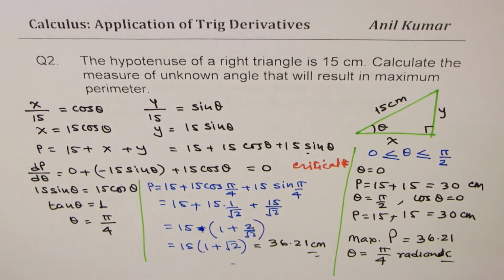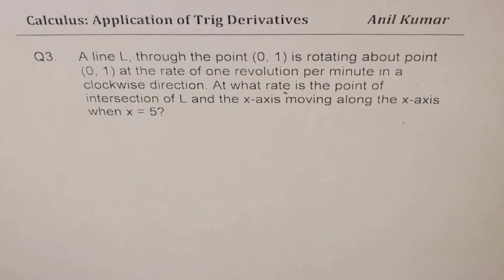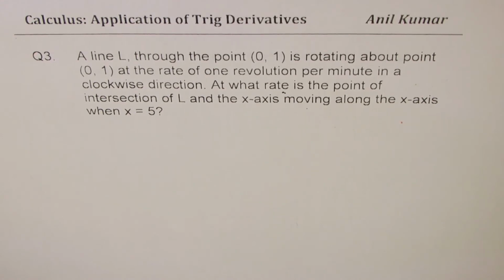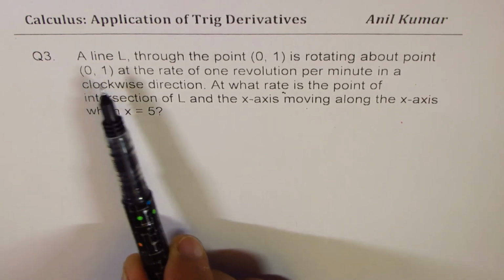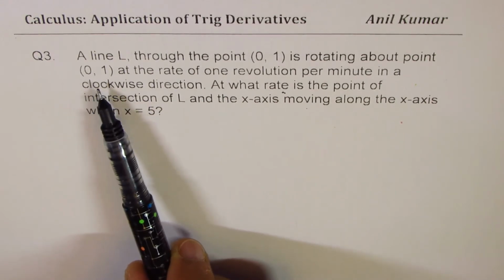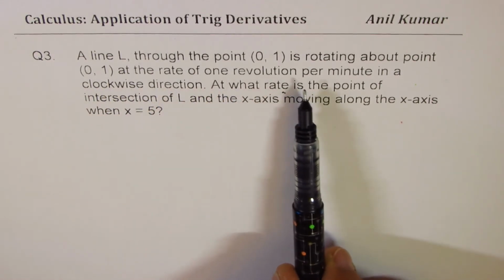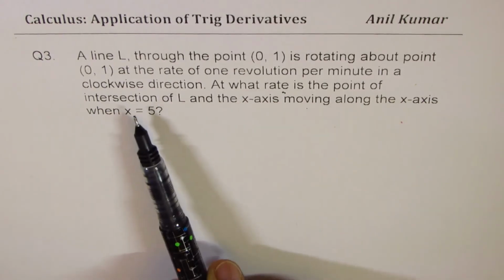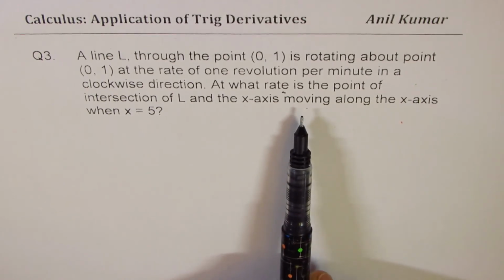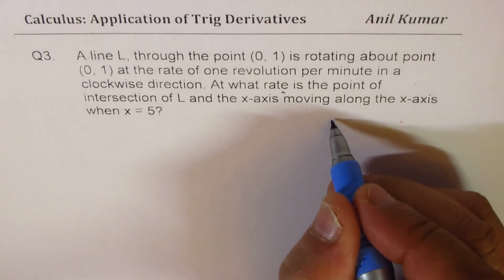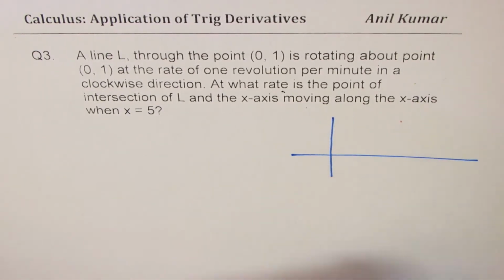Now let's take up the other examples. I am Anil Kumar sharing with you a very interesting question on rate of change, application of trigonometric functions. Question number 3. A line L through point (0, 1) is rotating about point (0, 1) at the rate of 1 revolution per minute in the clockwise direction. At what rate is the point of intersection of L and the x-axis moving along the x-axis when x equals 5? So let's sketch this to understand the situation, and then we'll figure it out.